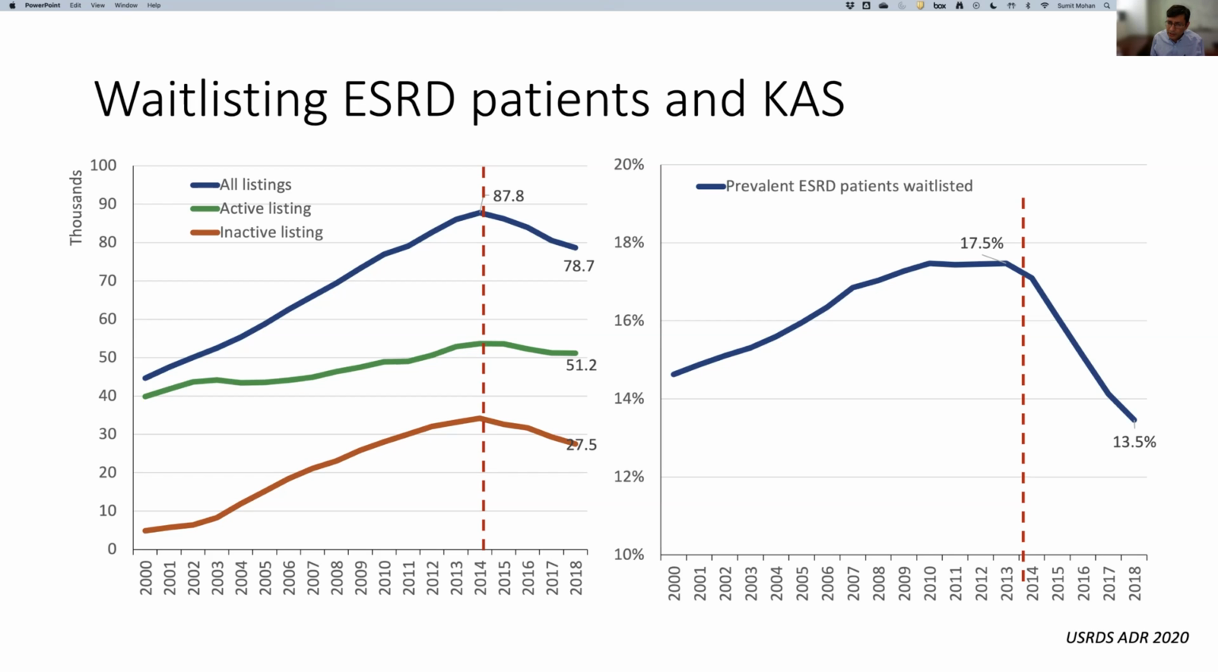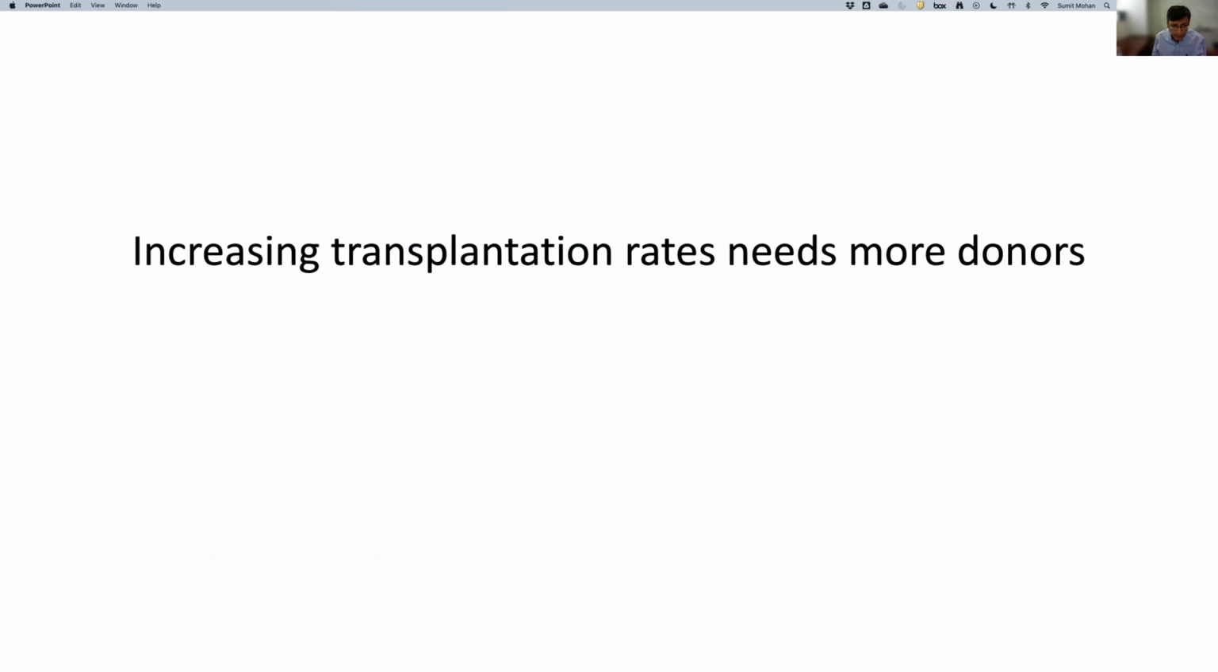And what that has resulted, however, in is a dramatic decrease in the proportion of prevalent ESRD patients who are waitlisted. In other words, the fraction of patients who have end-stage kidney disease who are actively waitlisted is actually shrinking. So our national waitlist relative to the number of people who would benefit from a kidney transplant is actually on the decrease. And it's now at the lowest level it's been for over 2 decades.